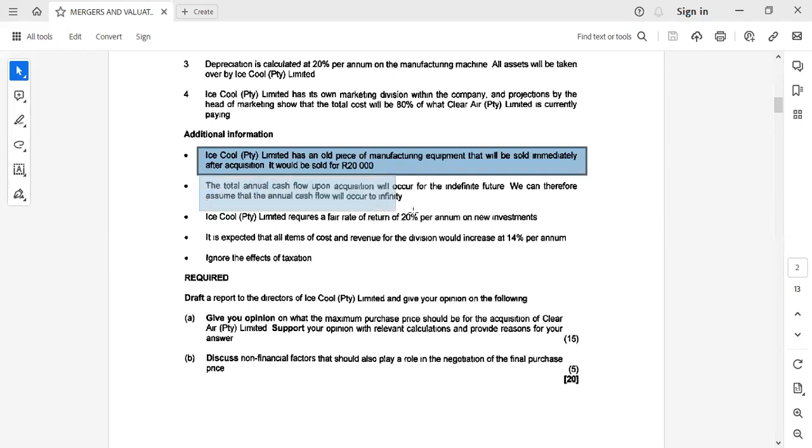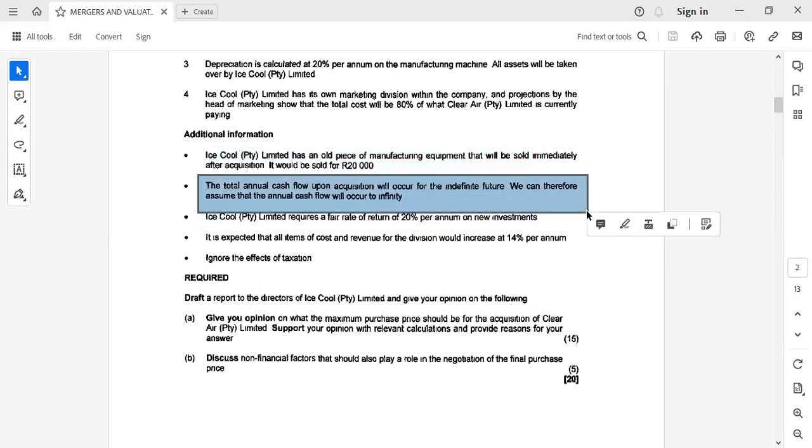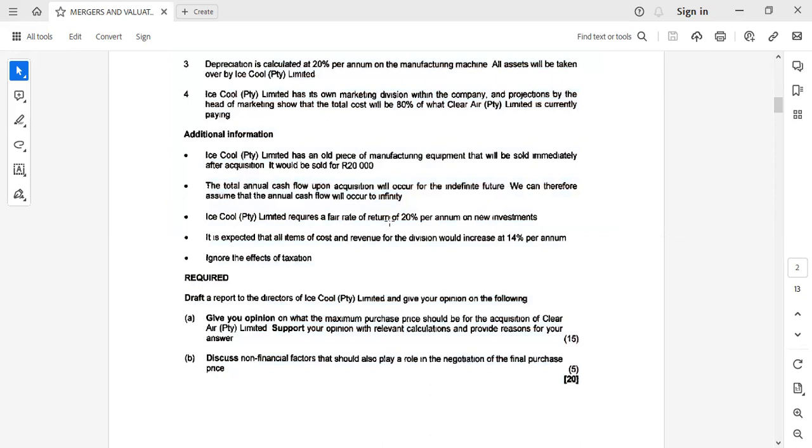Then the total annual cash flow upon acquisition will occur for an indefinite future. We can therefore assume that the annual cash flow will occur up to infinity. Right? They can give you a number of years, or they can give you up to infinity. ISCO Limited requires a fair rate of return of 20% per annum. So this is the fair rate, 20%. It is expected that all the costs and revenue for the division would increase at 14% per annum. Ignore the effects of taxation. Right. So let's calculate our annual cash flow.